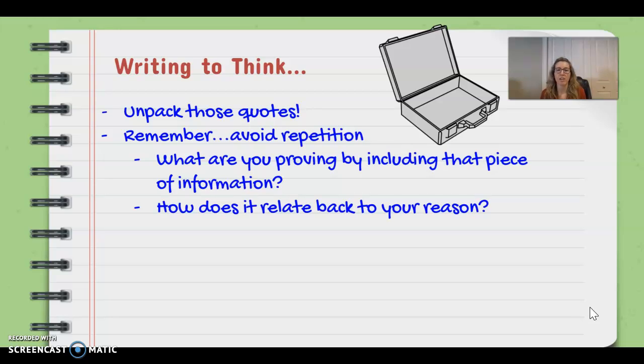Why is it important? So this is where you're including your own thoughts. So what are you proving by including that piece of information? That is what you need to ask yourself. And how does it relate back to your reason?